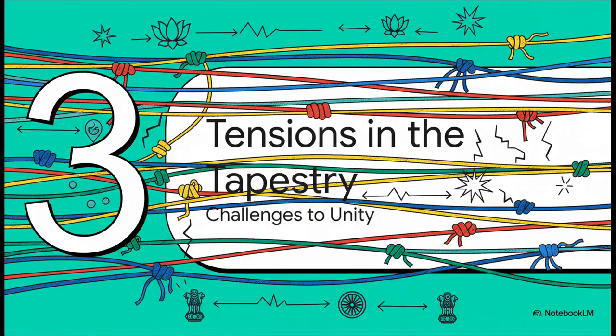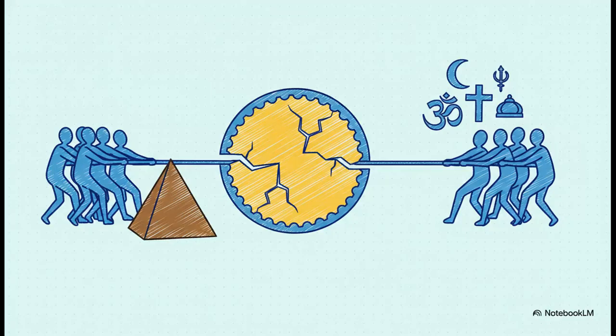But let's be real, this whole process isn't always a smooth, happy story. The relationship between diversity and unity is always in motion, and it's often full of tension. So in our final section, we're going to look at some of the major challenges to national integration that our source material points out. Two of the most significant challenges are casteism and communalism.